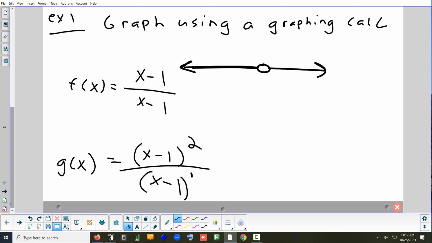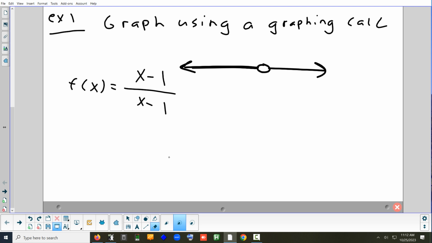So this graph has a hole. If I want to fix it so that it doesn't have a hole, I could do this. Let me erase this so I've got some space. Let's go like this. When I put this symbol, what kind of function am I doing? Piecewise.